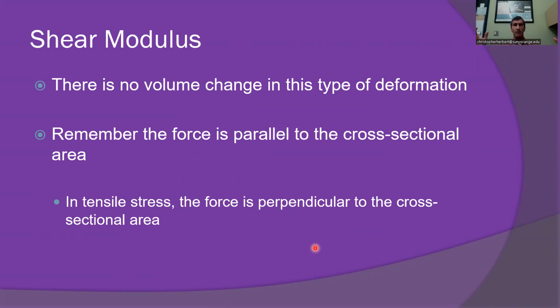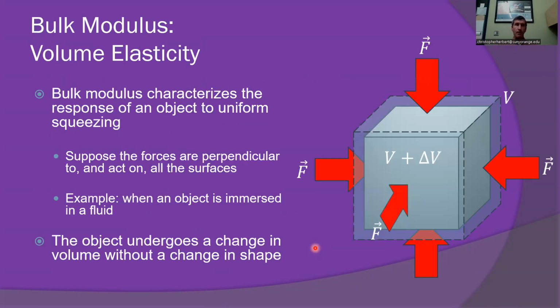So for tension, when we're having something strain under tension or strain under compression, there will be some change in volume. For pure shear types of stress, there will be no change in volume during this deformation. The last type of deformation is deformation due to pressure from all sides.